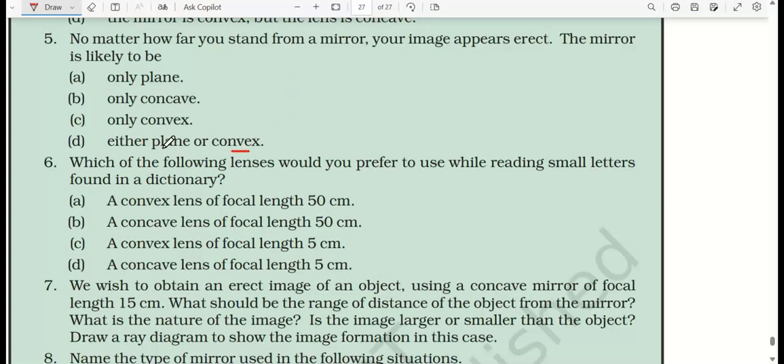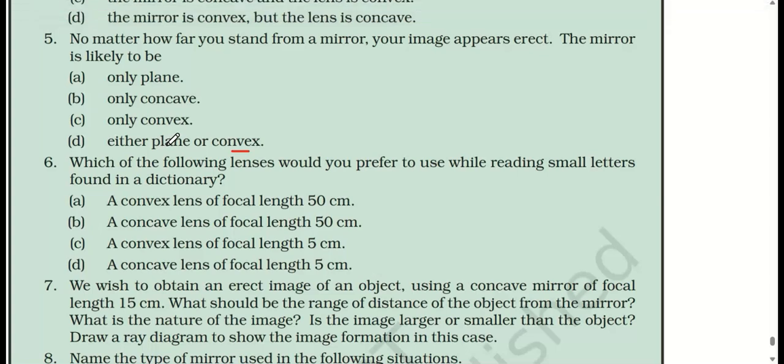In a plane mirror, your image will always be erect and of the same size as the object. Whereas in a convex mirror, what will happen? Your image will be virtual, erect, and smaller than the size of the object. So the correct answer is 5D. Now number 6.